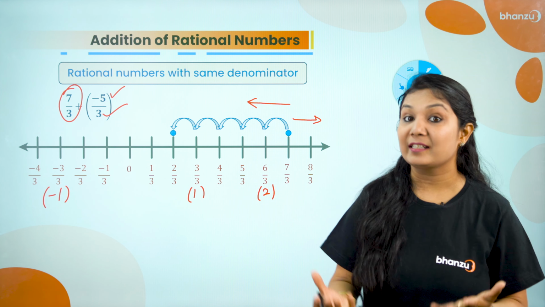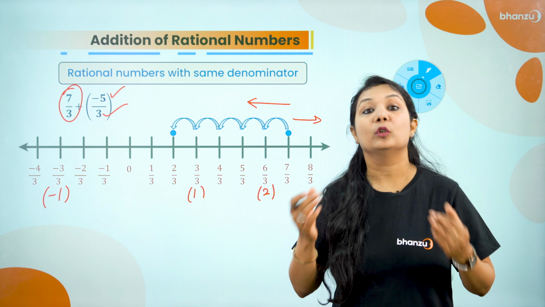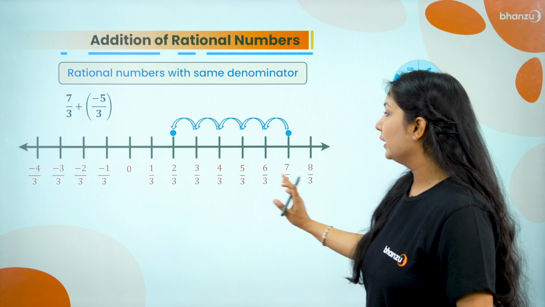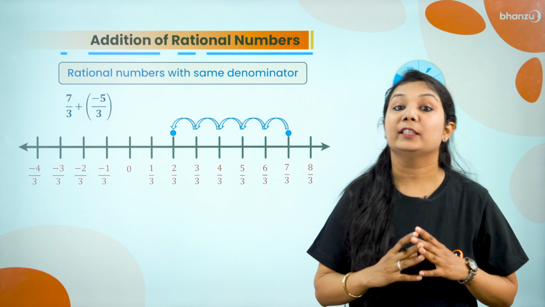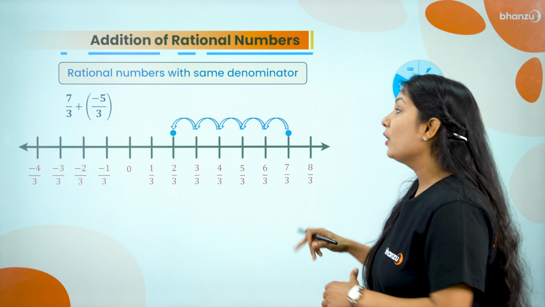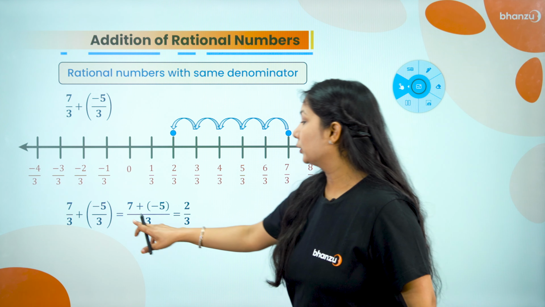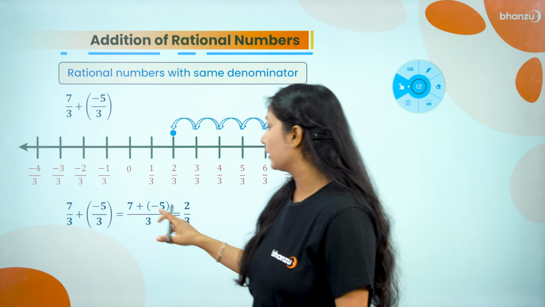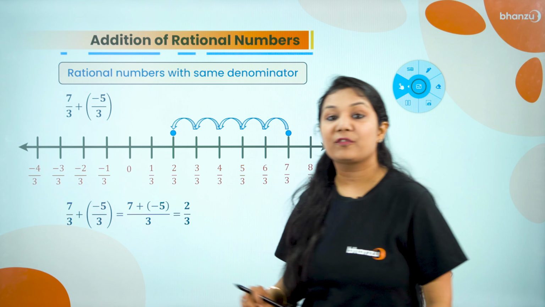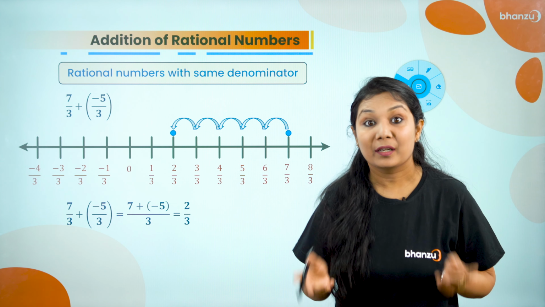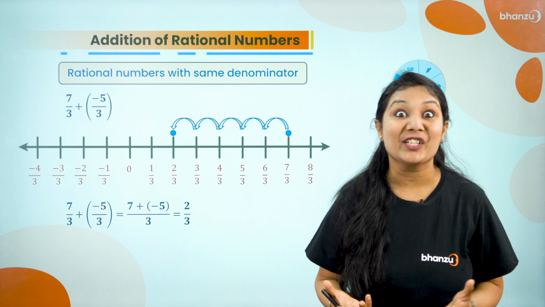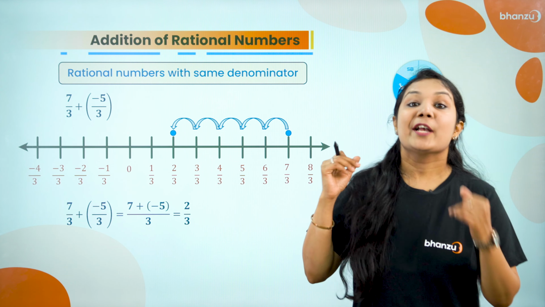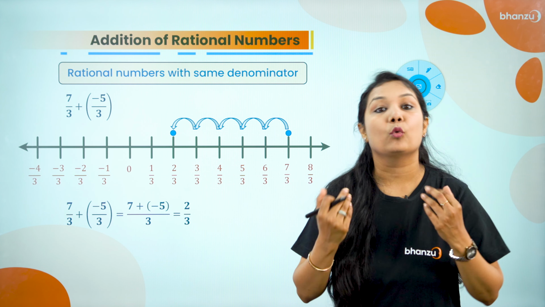The denominator is same, that's why we are focusing on the numerator right now. So when we shifted back, where do we reach? We reach the number 2 by 3, right? Now if we solve the same thing, the denominator is same, which is 3, we are taking care of the numerator. So 7 plus of minus 5 is 2. Remember the rules of integers. So plus minus is minus. So 7 minus 5 is 2. So we get the rational number as 2 upon 3.